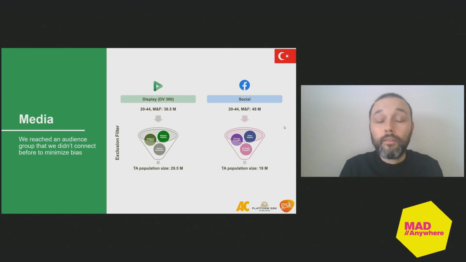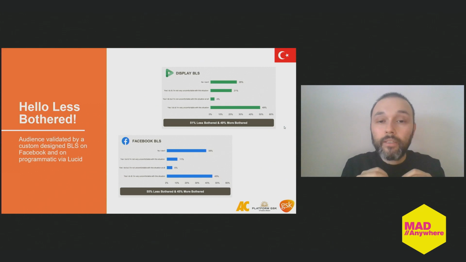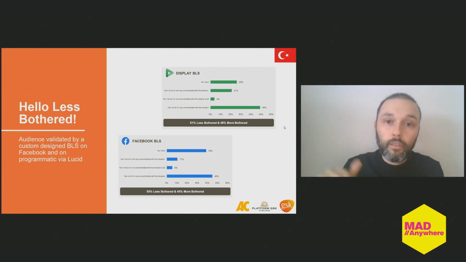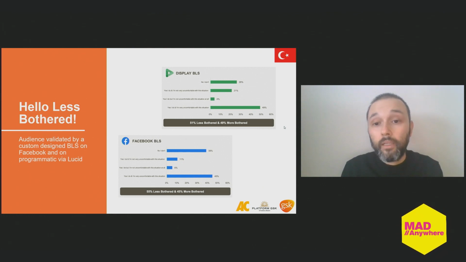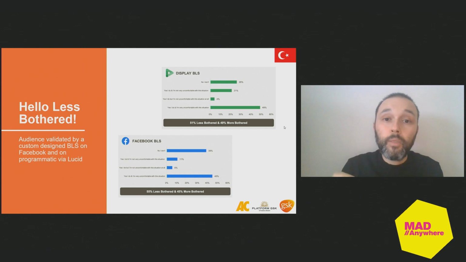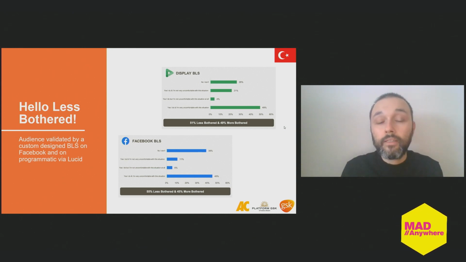And guess what? The initial results were quite promising and surprising because for the first time we had a contact with less bothered people. As I mentioned in the previous slides, we designed a custom brand lift study on Facebook and on Lucid, asking people about their moderation level. Based on the results, we have seen that actually 50%, half of the audience we have reached with that campaign, that test, marked themselves as less bothered. So that was amazing news for us, first of all, because that was the first real contact with those people.